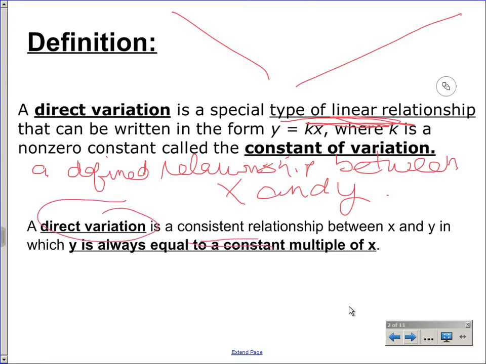It does not change. It's a consistent relationship between x and y in which y is always equal to a constant multiple of x. As in our previous slide, when x is 1, y is 5. There was a constant multiple. The multiple of 5 was how you got your y value. In that situation, our k was directly related to the relationship between x and y, but we'll figure that out algebraically soon.